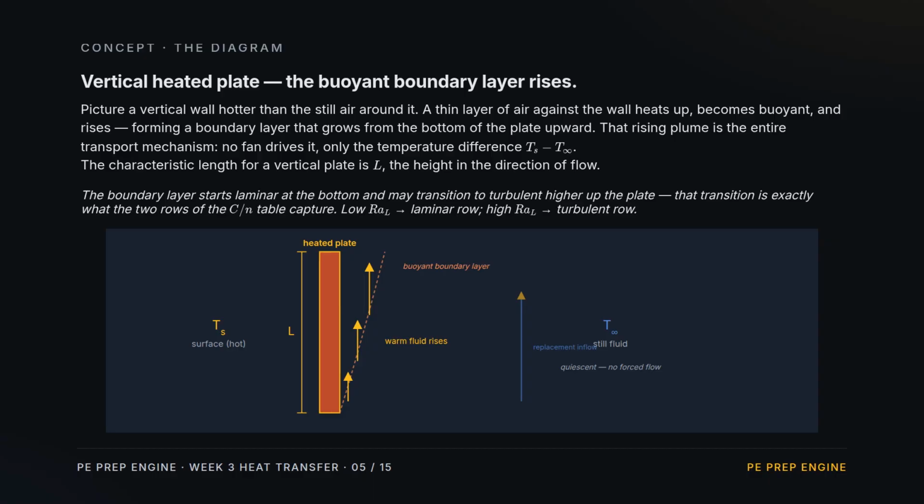Picture a vertical wall hotter than the still air around it. A thin layer of air against the wall heats, becomes buoyant, and rises, a boundary layer growing from the bottom upward. That rising plume is the entire transport mechanism, driven only by the surface-to-fluid temperature difference. For a vertical plate, the characteristic length is L, the plate height in the flow direction. Notice on the diagram, the boundary layer starts thin and laminar at the bottom, thickens as it climbs, and high up can go turbulent. That transition is what the 2 rows of the correlation table capture.